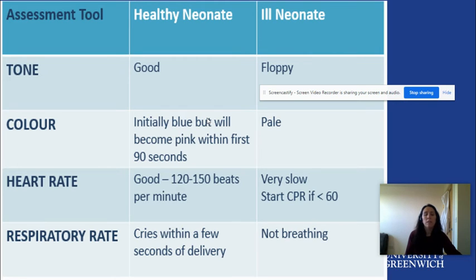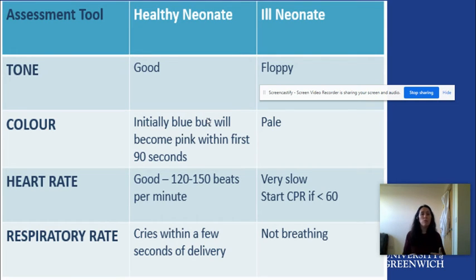Respiratory rate, yes, they're going to cry, hopefully within a few seconds. If they don't, you might have to do the drying of the baby. And if they still don't cry, then you might have to go into your resus again. But there should be a little bit of a cry and then they carry on breathing. Some of them don't cry very much at all. That's not a cause for concern, but normally, initially, they'll do at least one type of shriek, one type of cry, because they're out of the womb. And that's how they take their breath in.